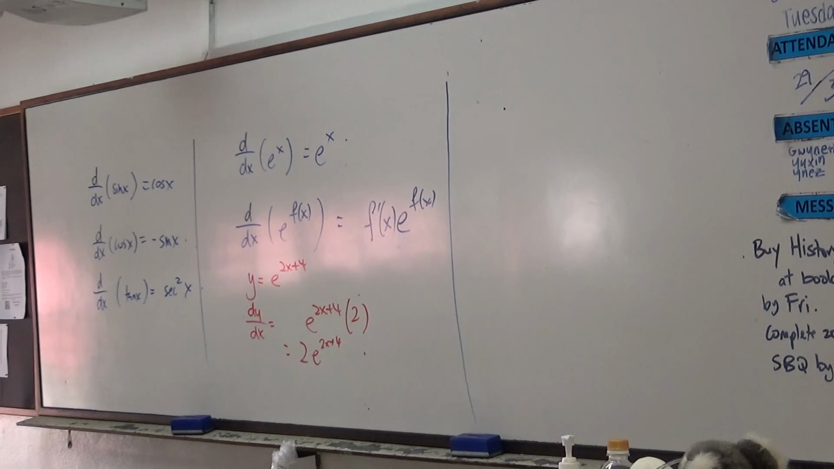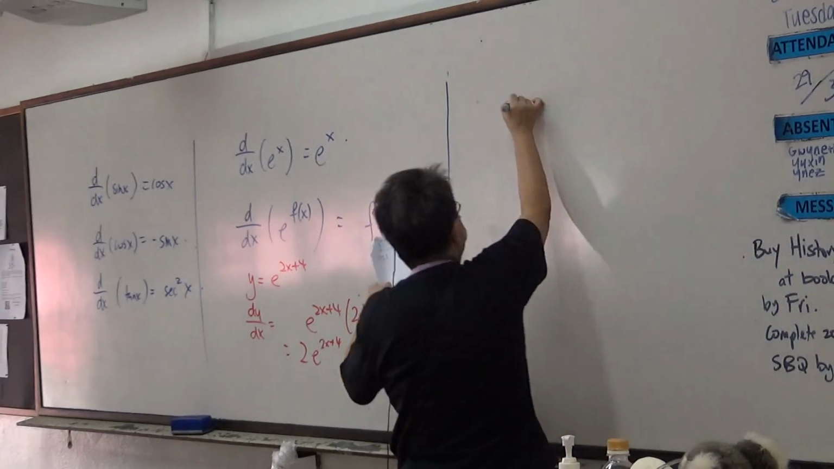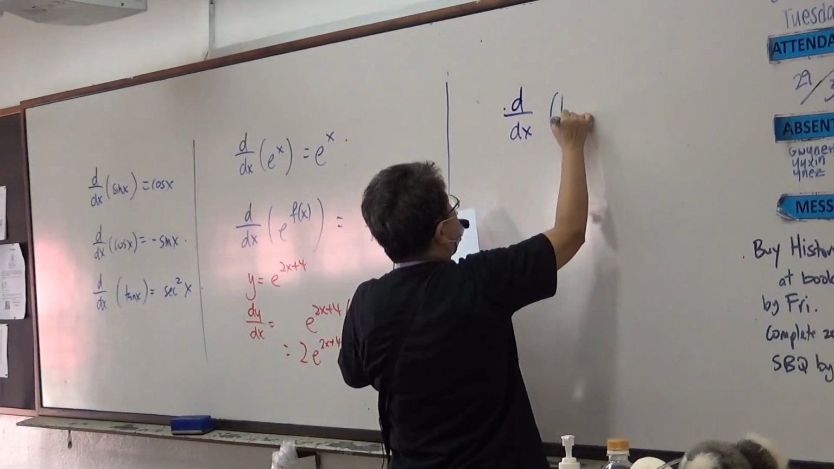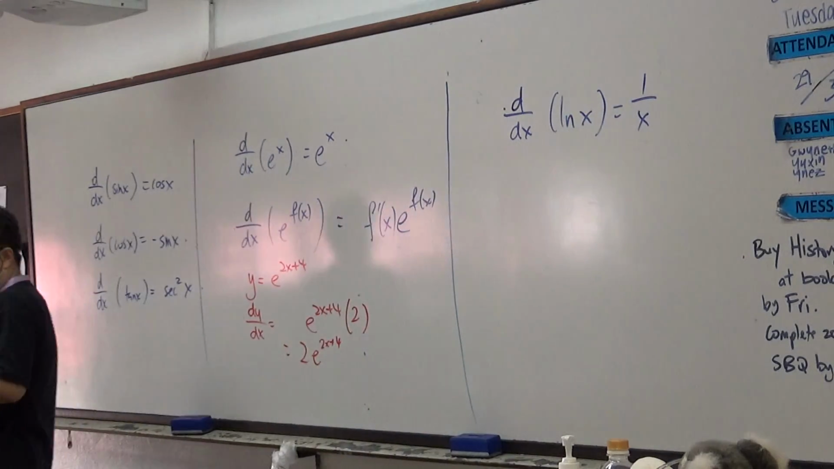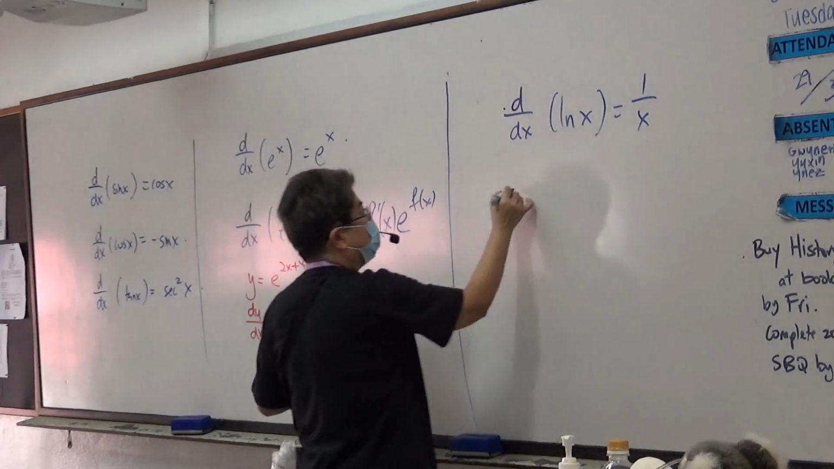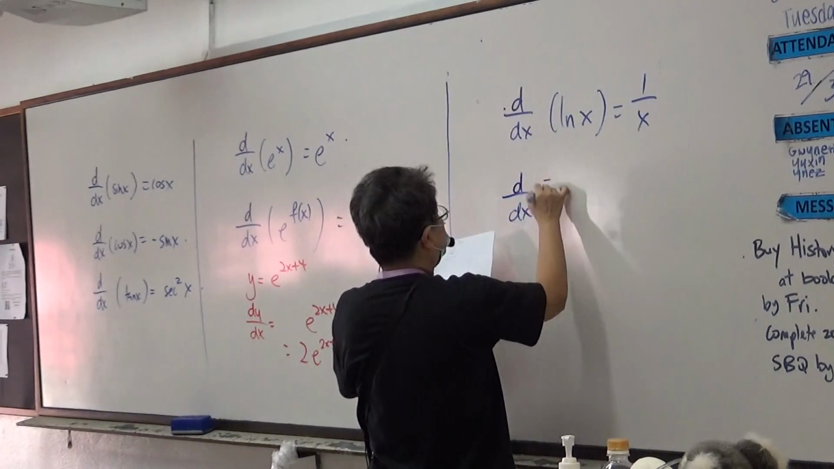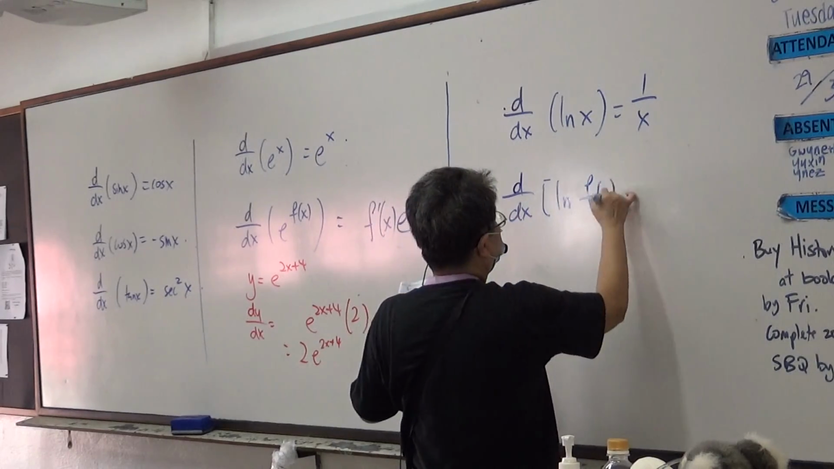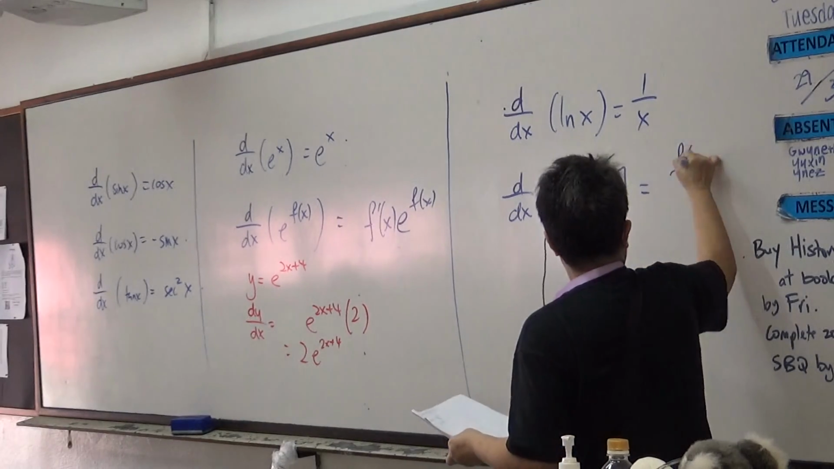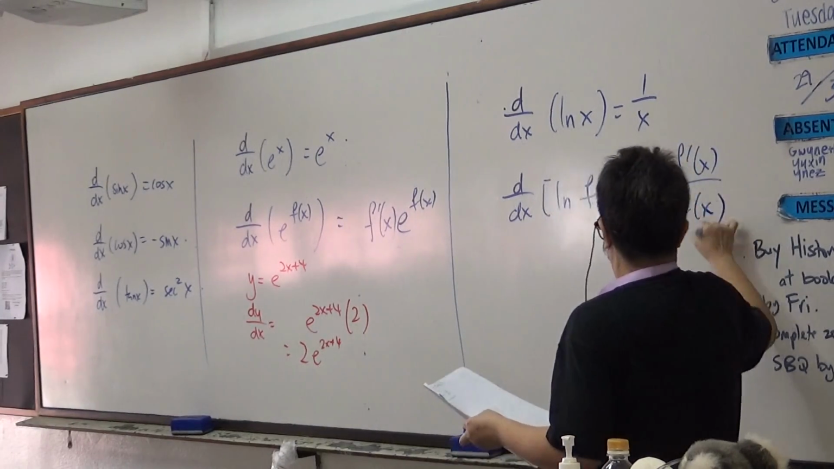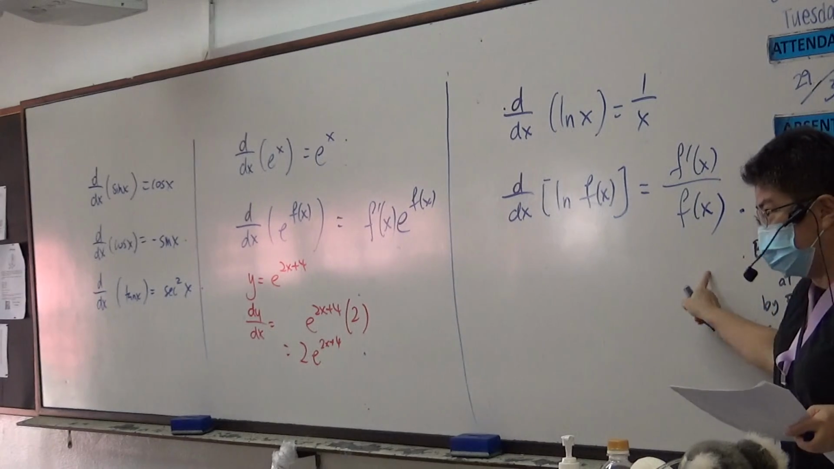Now, the next one that we are going to have, and the textbook also gave a funny way, which I don't like. Just write this down. When I differentiate log x, it will give me 1 over x. What if I differentiate log f(x)? It will be just f'(x) over f(x). I will show you what it means.